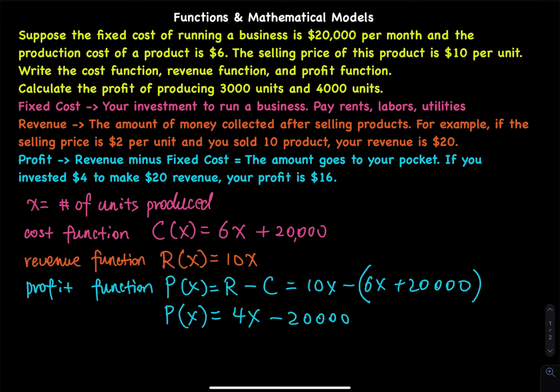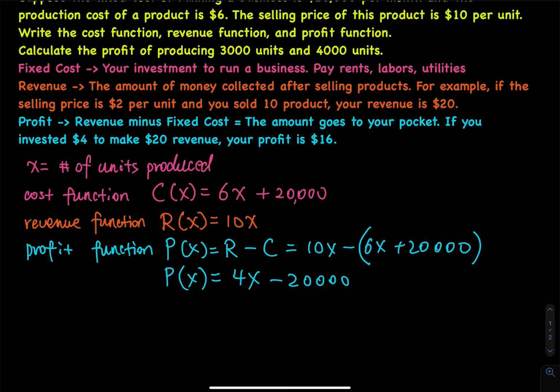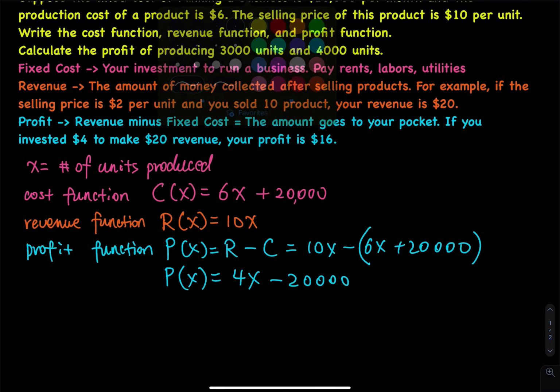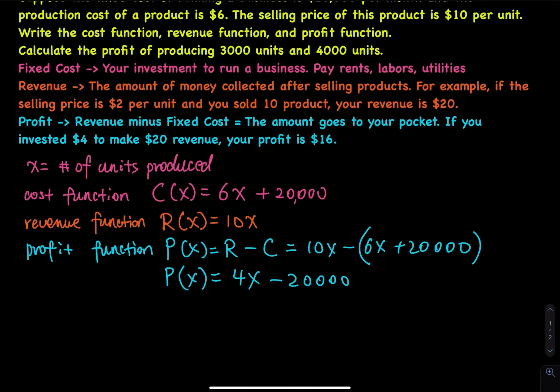And then I want you to answer two more questions for me. Calculate the profit of producing 3,000 units. Okay, produce 3,000 units. Let's do that in yellow. So 3,000 units means x is equal to 3,000, right? Actually, let's do the 3,000 first.